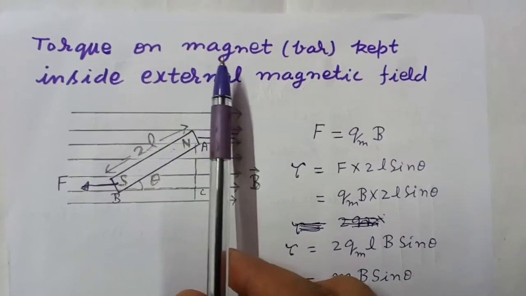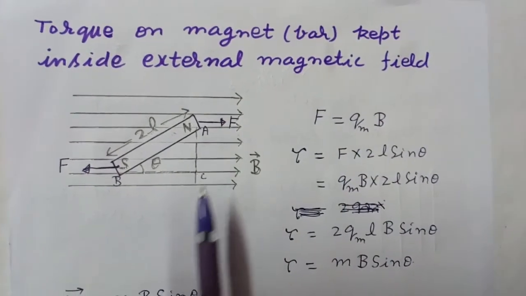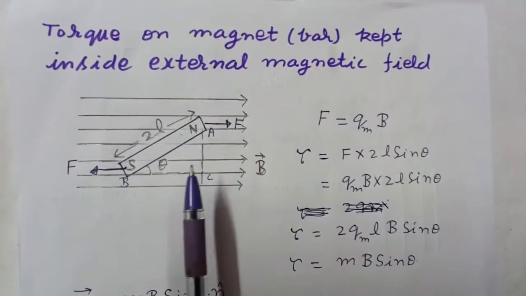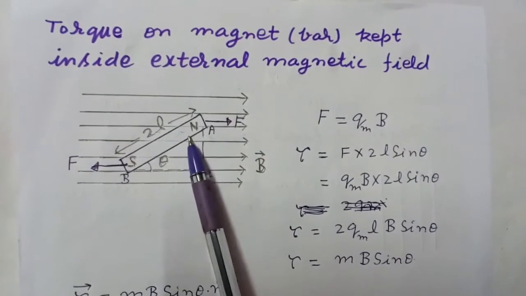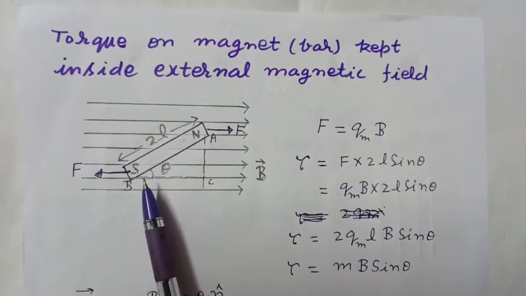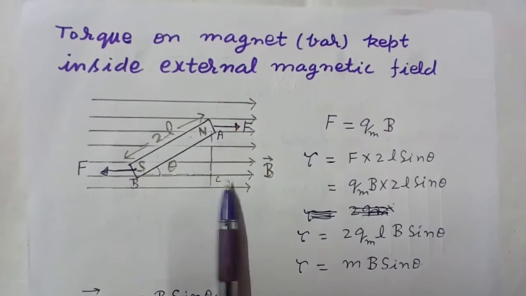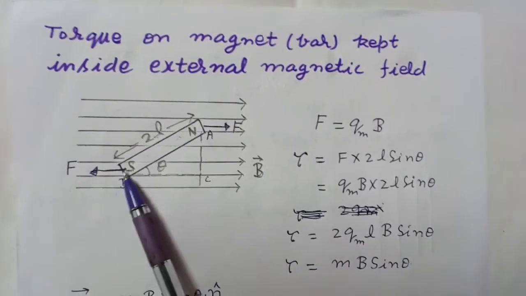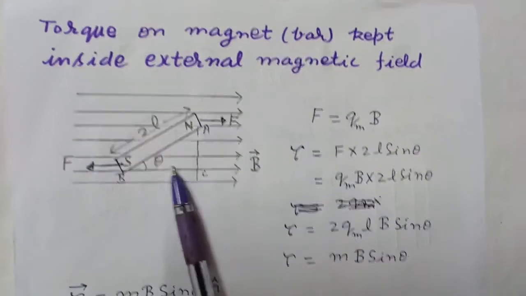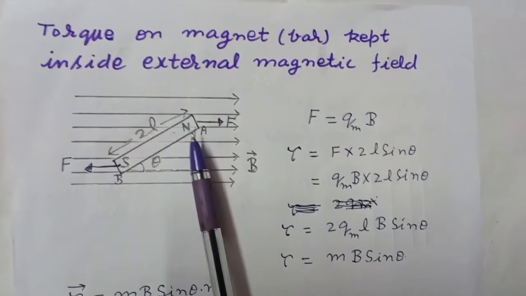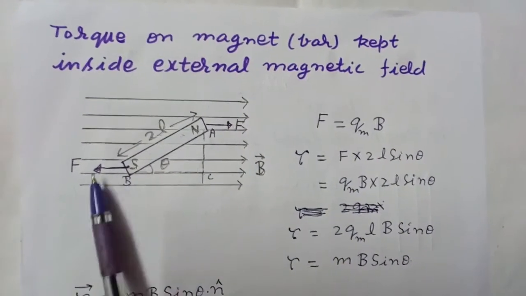Torque on a bar magnet kept inside an external magnetic field. In this diagram, suppose we keep a bar magnet of effective length 2l inside an external magnetic field capital B like this, so that the magnetic axis is making an angle theta with the direction of the magnetic field. So there will be a force on the north pole in the direction of the field and on the south pole in the opposite direction of the field.